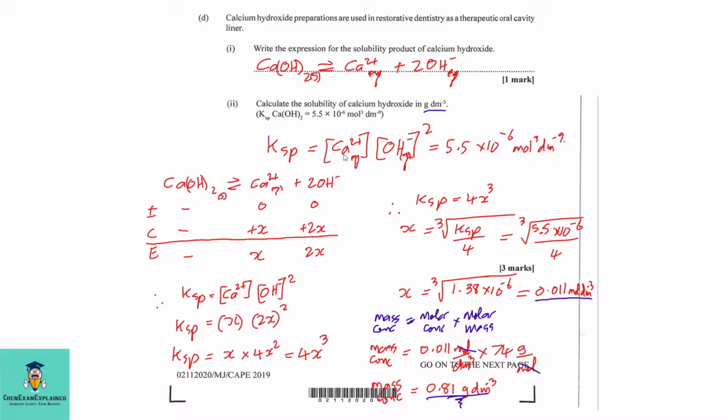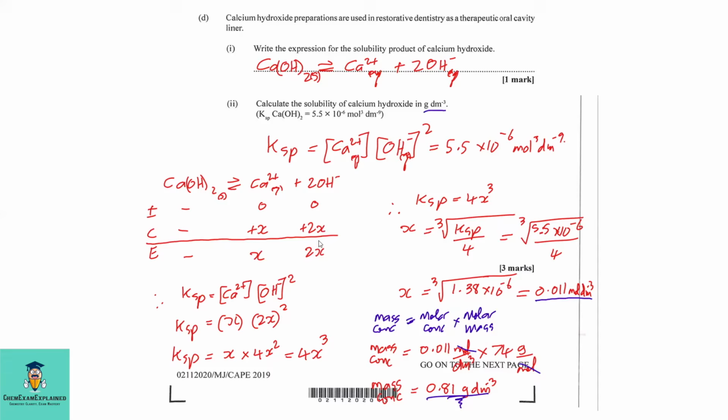So the first thing we're going to do is to write our expression for KSP. KSP is equal to the concentration of the calcium ions times the concentration of the hydroxide ions squared. That is equal to the KSP value that was given in the question. Using our ICE table, we're going to calculate the concentration of our ions, which is our solubility. Solubility can be in mass concentration, grams per dm cube, or molar concentration, moles per dm cube. So bear in mind that solubility is dealing with the concentration of ions.